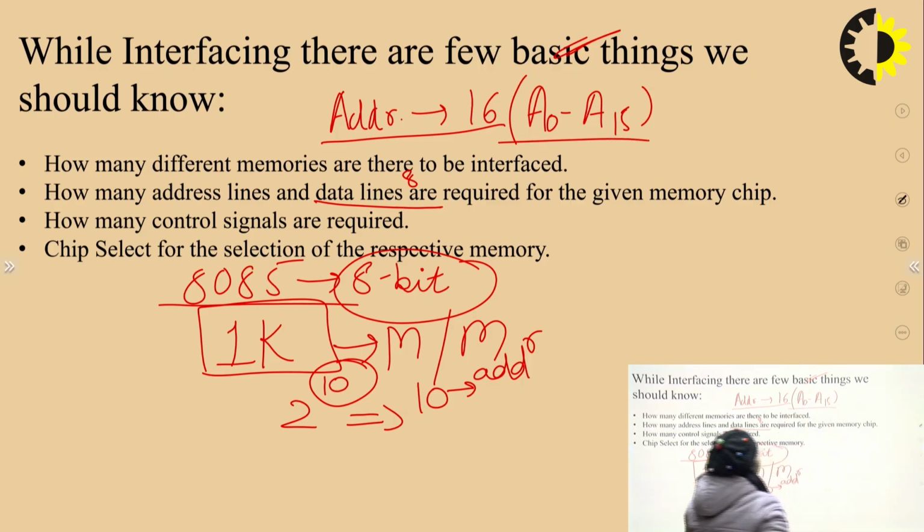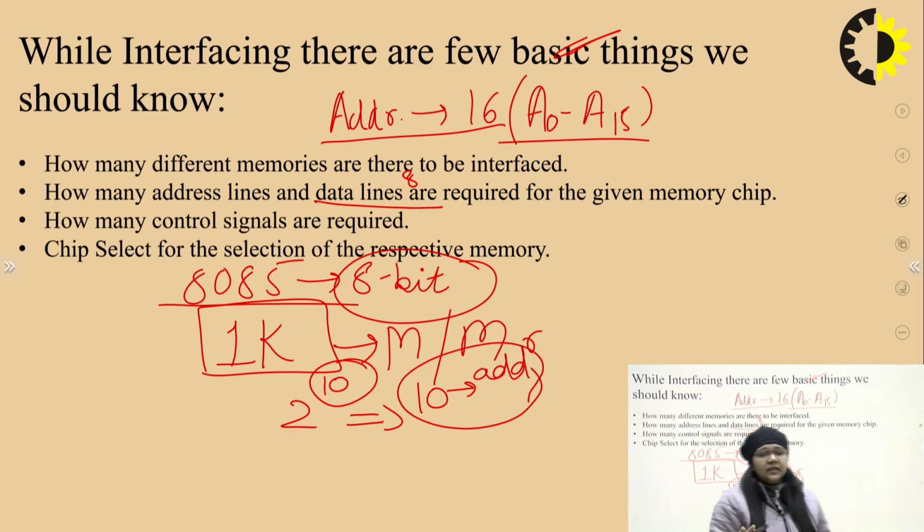These 16 lines are here. So out of these 16, 10 will be used if the memory is of 1K. So this is the address, the number of addresses required. Next thing is how many control signals are required. The control signals are read and write: if I am reading, it will be memory read, and if the microprocessor is writing, it will be memory write.